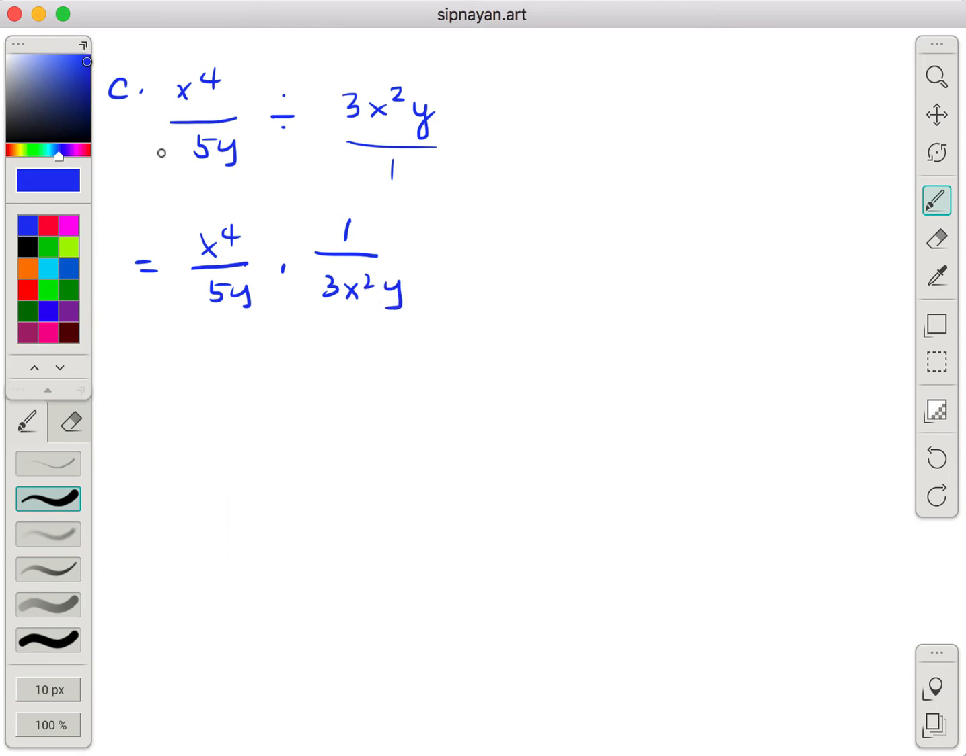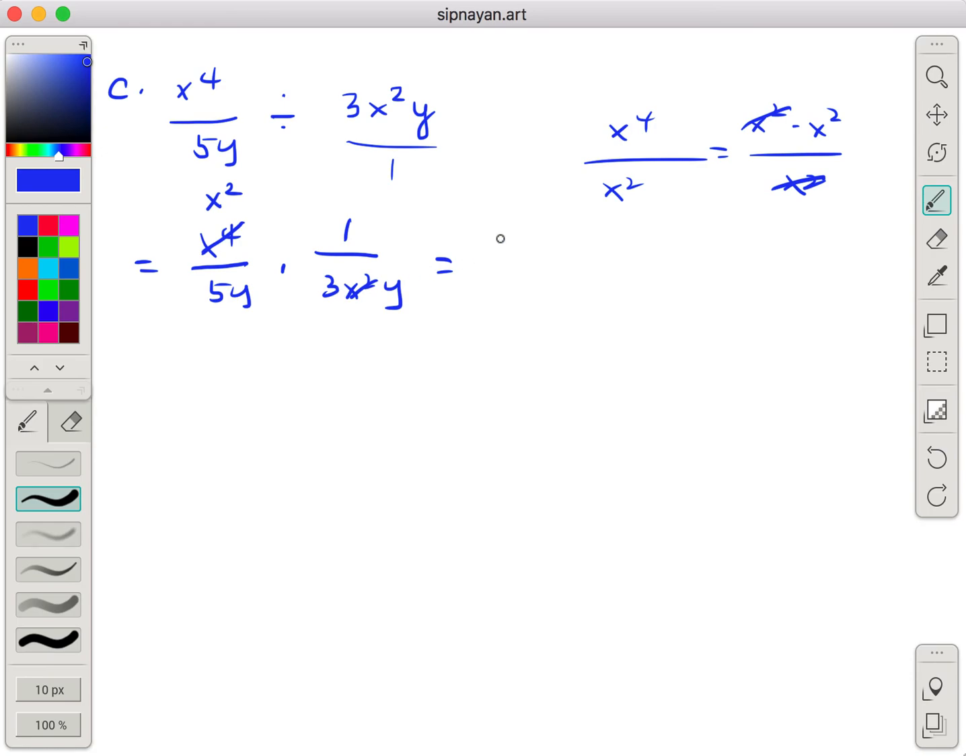May makakancel ba tayo? Yung x to the fourth, no? Yung x squared dito, at saka yung x to the fourth dito, may matitira tayong x squared. Kasi x to the fourth over x squared, this is x squared times x squared. X to the fourth divided by x squared. Okay, so may matitira tayong x squared sa taas. Meron pa ba tayong pwedeng i-cancel? Wala na, no? Hindi natin pwede i-cancel yung y kasi pareho siyang nasa baba. Pag may isang y dito sa numerator, pwede tayo mag-cancel. But both y's are in the denominator of the fraction or the rational expression.